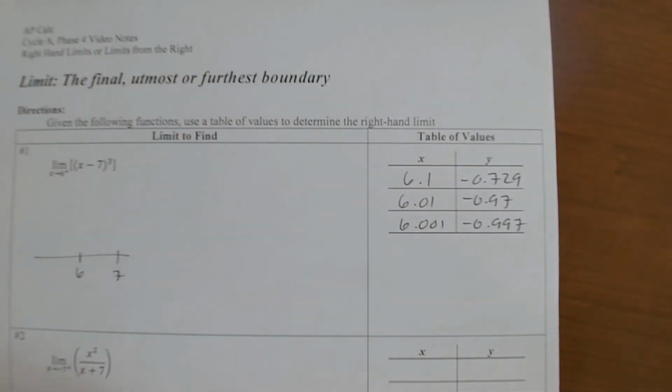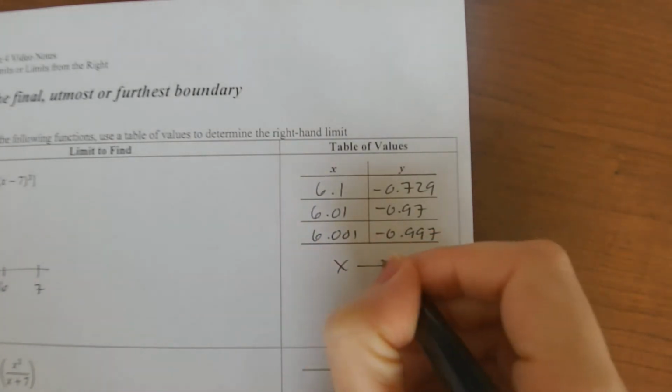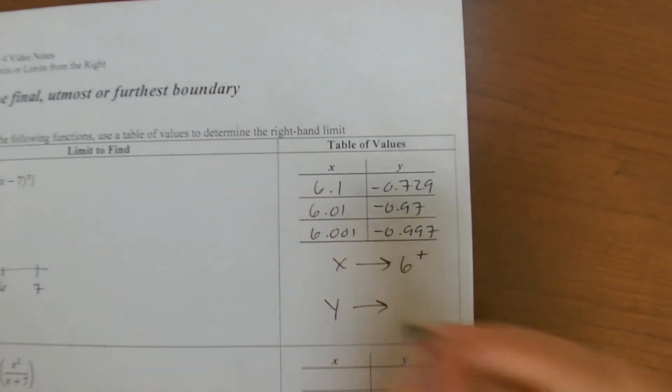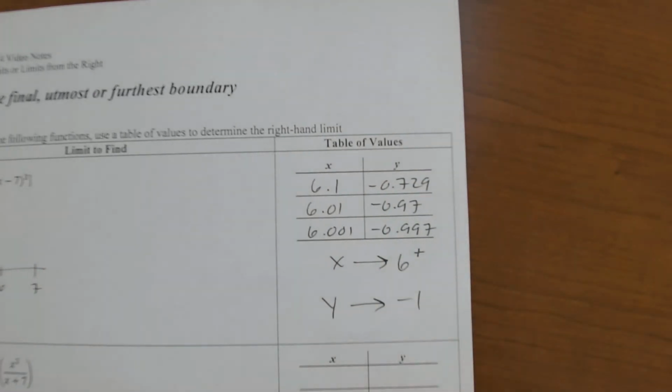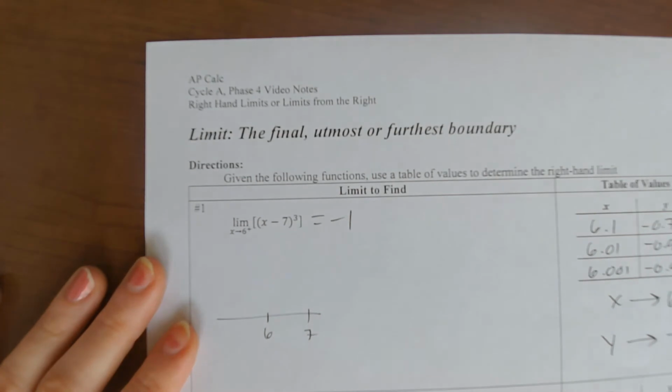So what we can see from the table of values is that as x approaches 6 from the right, that's what the plus means, the y's are getting closer and closer to negative 1, but they're not passing it. And it's that number you get closer and closer to, but not passing, that's the limit. So the answer here is negative 1.